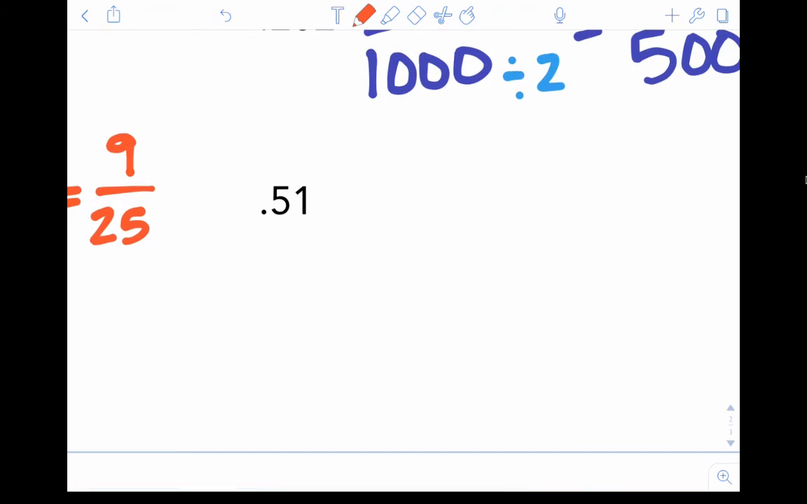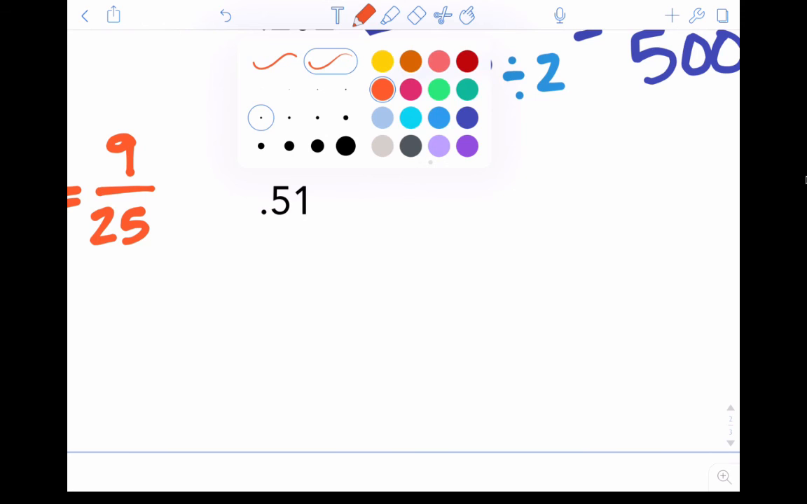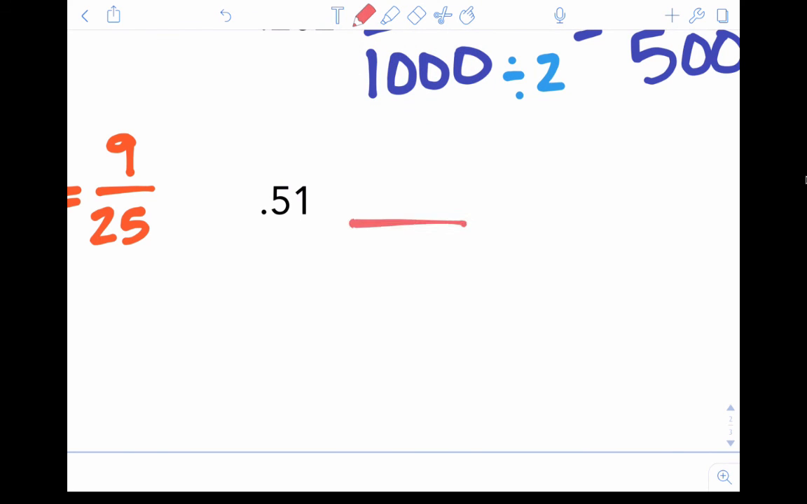Next problem, 0.51. Well, I know my numerator is going to be 51. There's 2 numbers in the decimal, which means that there's 2 zeros in the denominator. So this fraction is 51 over 100. That does not simplify, so that is the final answer.